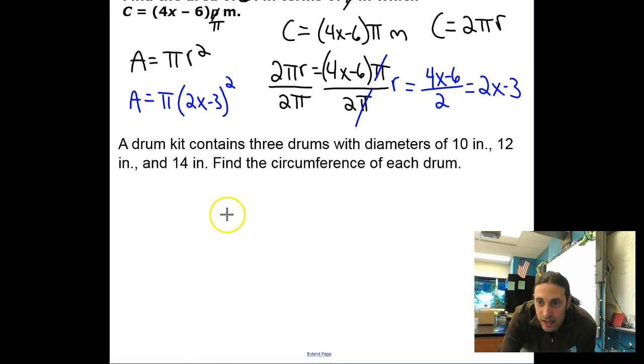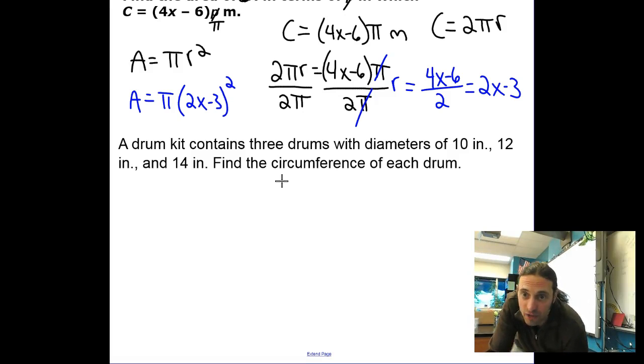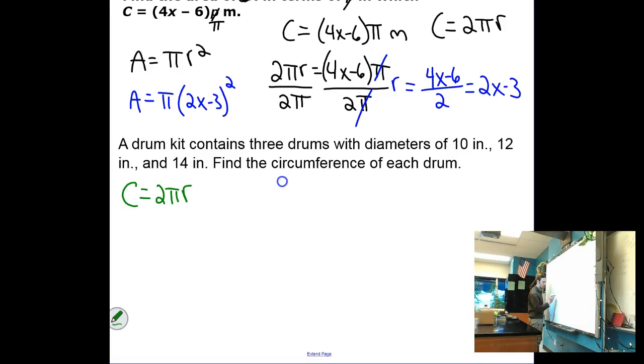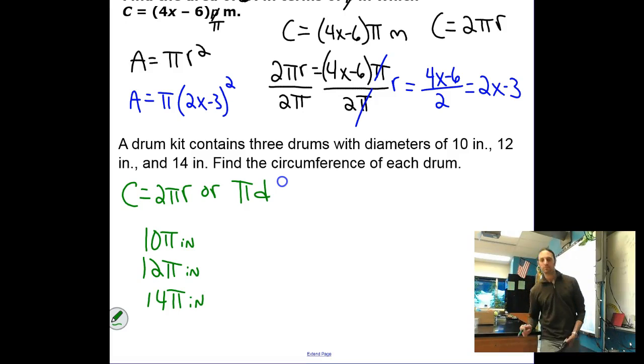The next thing we need to do, in my final example here: a drum kit contains 3 drums with diameters of 10, 12, and 14. Find the circumference of each. Well, let's find them in terms of pi, and then as a number rounded to the nearest hundredth. All right, well, circumference equals 2 pi r, or pi times diameter. And I'm given the diameters, so really, wait a minute. I've got a 10 pi drum, I've got a 12 pi drum, and I've got a 14 pi drum, inches, right?